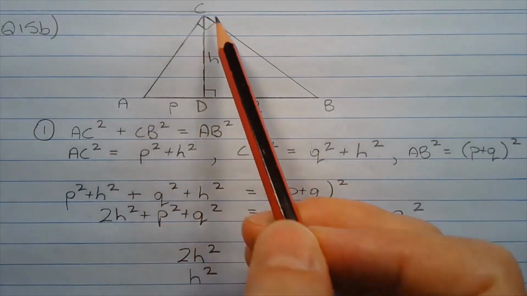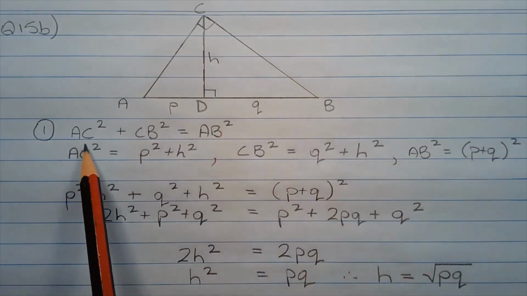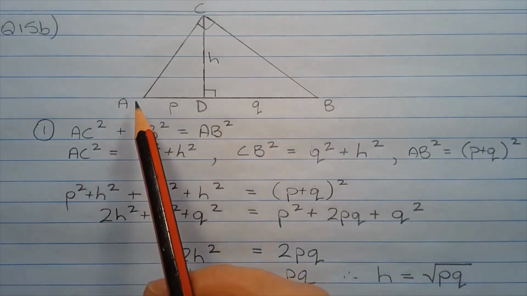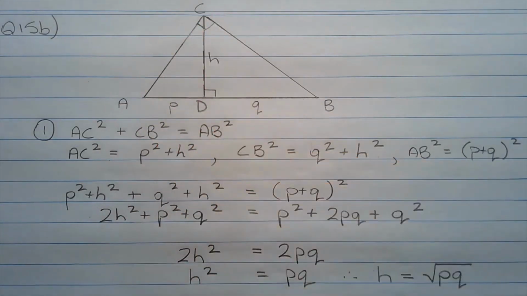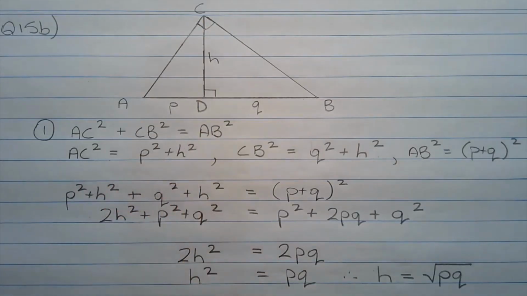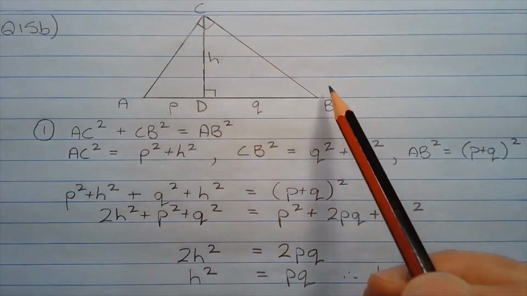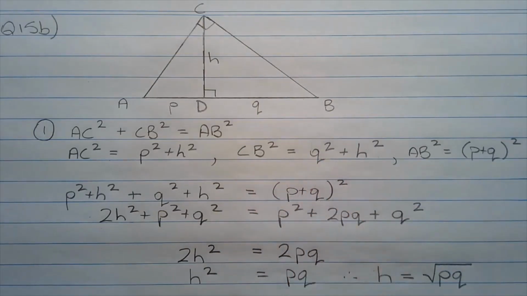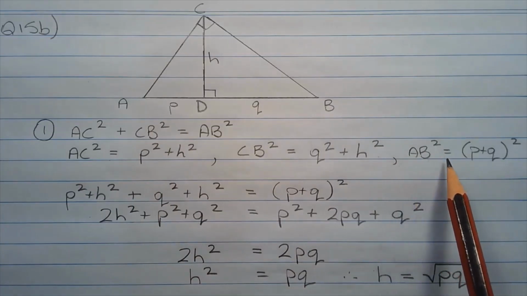Consider triangle ACB. Now this is a right-angled triangle with AB as the hypotenuse. So AC squared plus CB squared is equal to AB squared. Consider triangle ADC. AC is the hypotenuse of this smaller right-angled triangle, and AC squared is equal to p squared plus h squared. Likewise, in triangle DCB, CB is the hypotenuse of this right-angled triangle, so CB squared is equal to q squared plus h squared. And AB can be expressed in terms of p and q such that AB squared is equal to p plus q all squared.